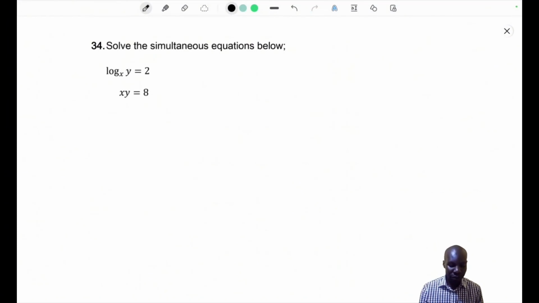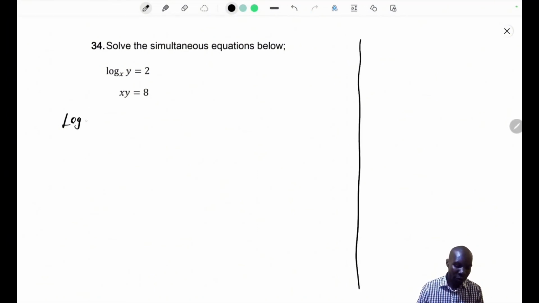Number 34. Solve the simultaneous equation below. So we are given log of y to base x is equal to 2. What we must know is that these can be converted into log of a number to base x. Now, log of y to base x, we have 2 unknowns here, and we are given log of y to base x is equal to 2.